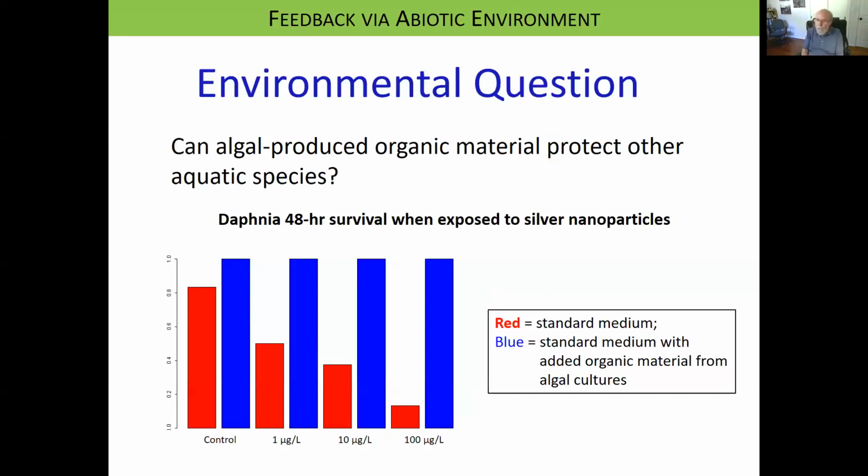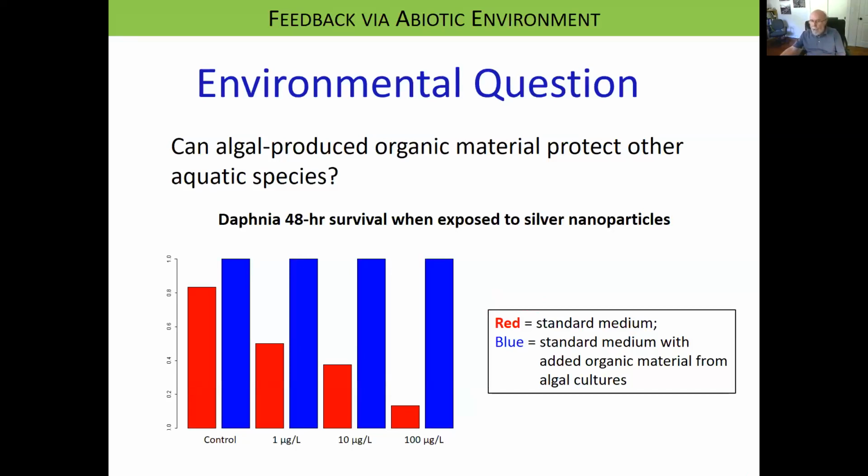In other words, this two-way feedback, where the stressor is impacting the organism, but the organism is impacting the environment that in turn interacts with the stressor, is, I would argue, from this kind of evidence, ecologically relevant.